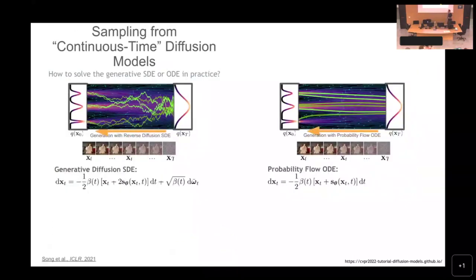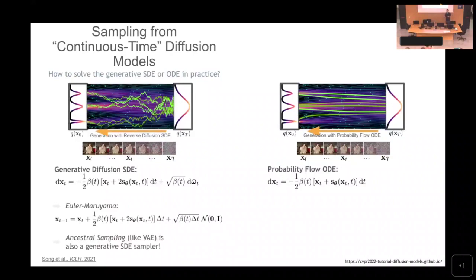Of course, in practice, we cannot actually solve these SDEs and ODEs to arbitrary precision. Our computers don't run in infinite time. They run in finite discrete steps of time. So we need to discretize this again if we're actually able to use it in practice. There are different schemes you can use. The standard scheme for SDEs is called Euler-Maruyama. But really, our ancestral sampler, the sampler we started with, is actually also a discretization of this process.